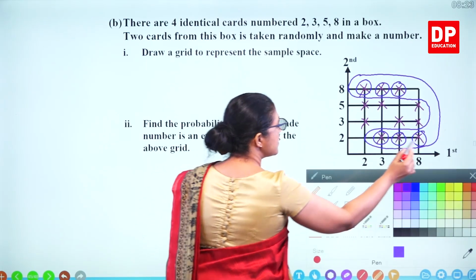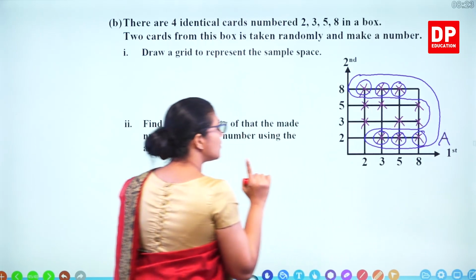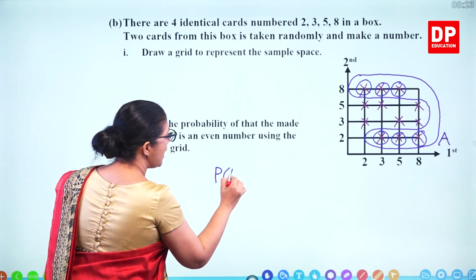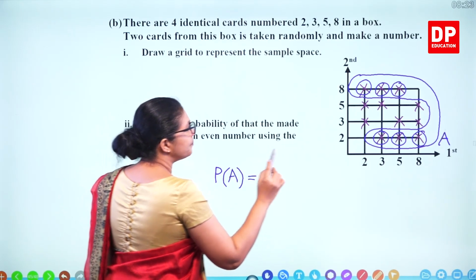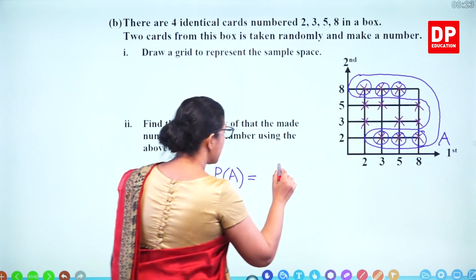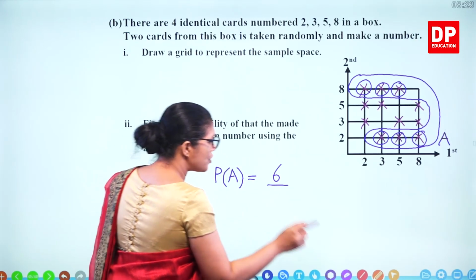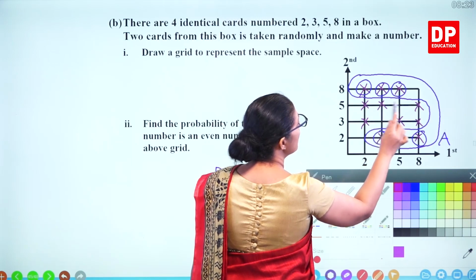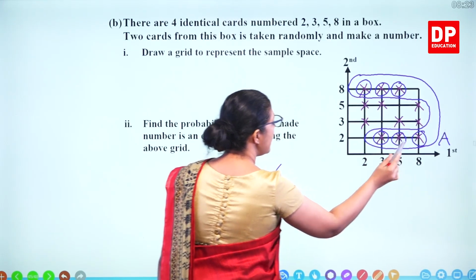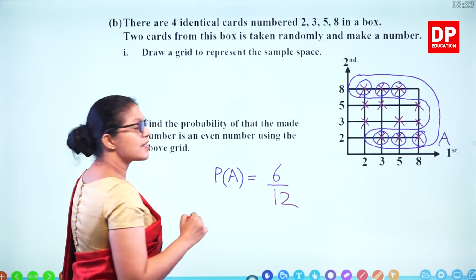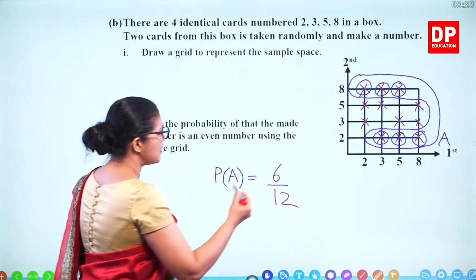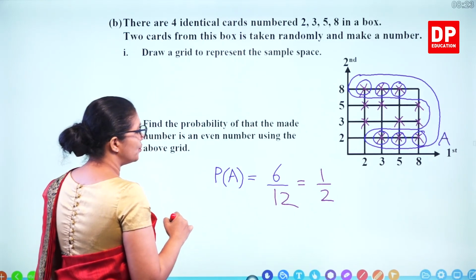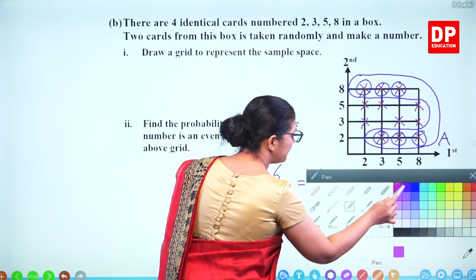So if this is A, we need to find out the probability of A. Probability of A is 1, 2, 3, 4, 5, 6 cards out of altogether how many are there? 1, 2, 3, 4, 5, 6, 7, 8, 9, 10, 11, 12. So 6 over 12. So you can simplify and write 1 over 2. So that's the probability.